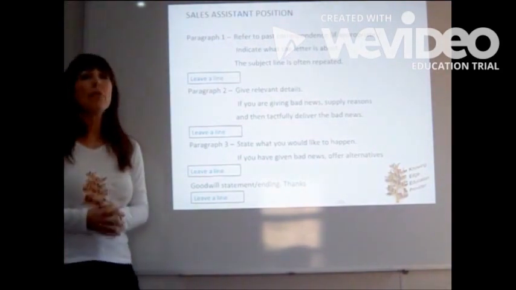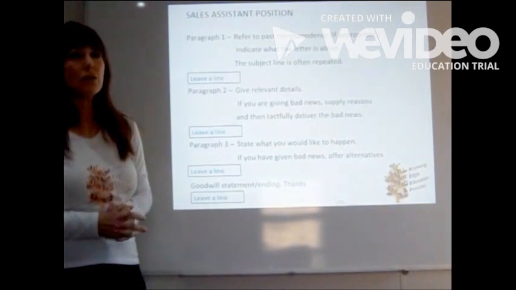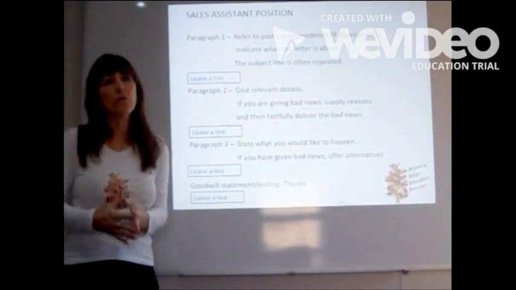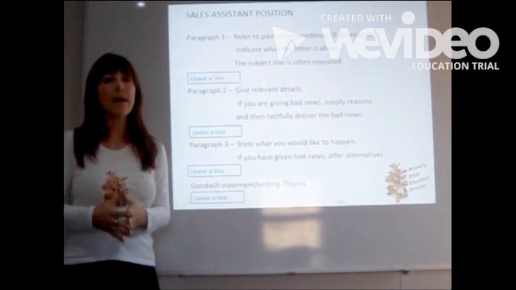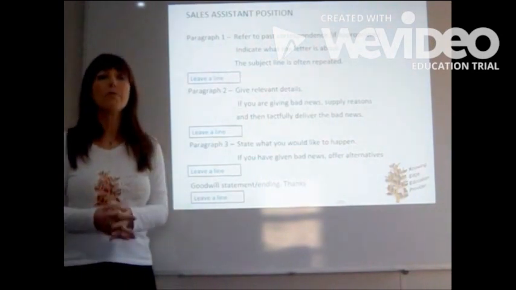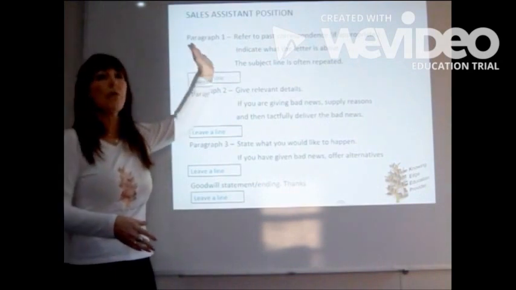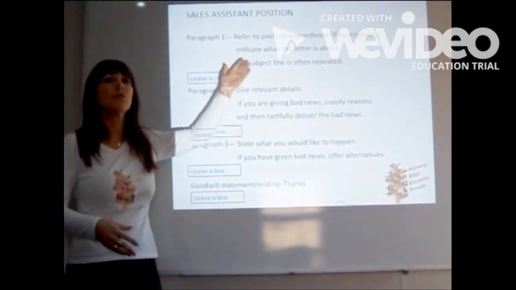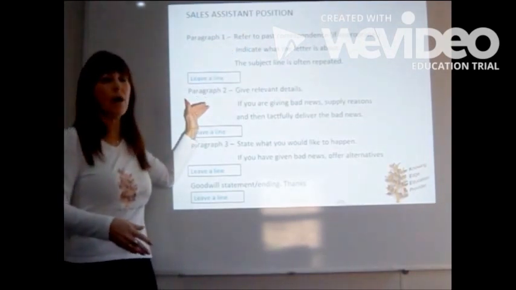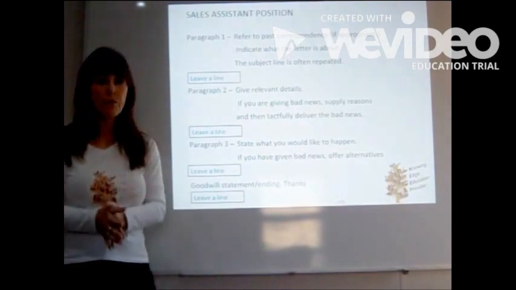Your second paragraph gives details, and if you were going to be delivering bad news, your second paragraph would give reasons why you are going to deliver the bad news and then deliver the bad news. So for example, if you were offered a position, your first paragraph would say, "Thank you for offering me this position and thank you for your letter of such and such a date." Your second paragraph would then say, "I am unable to accept the position for the following reasons."